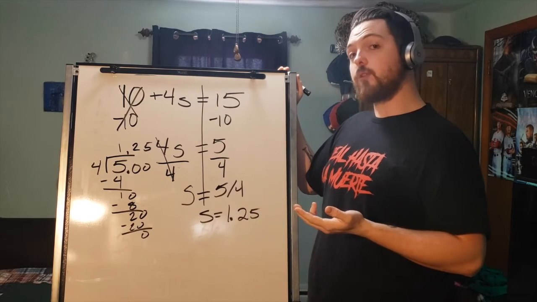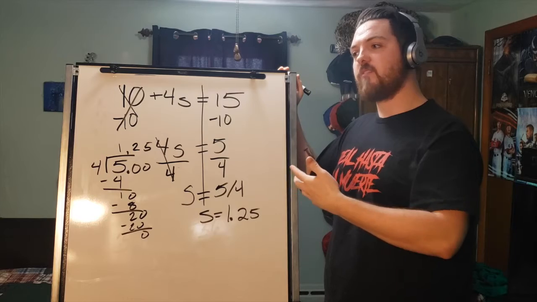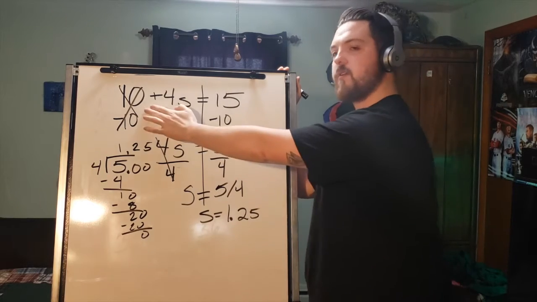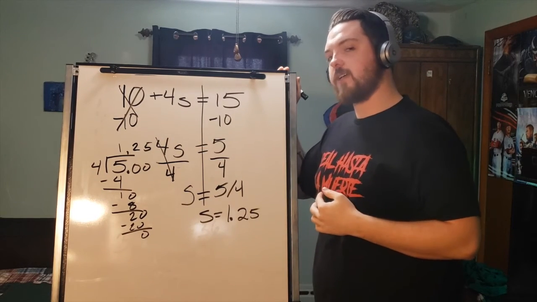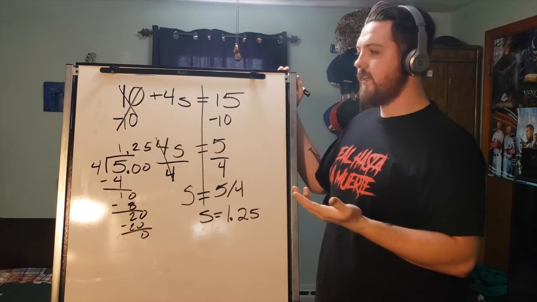So hopefully this helps you with your word problems this week. Just work on setting them up, and then it's just like what we did last week. We have to get rid of our number and then divide by whatever number is next to the variable. Hopefully this helps, and let's go to the next problem.